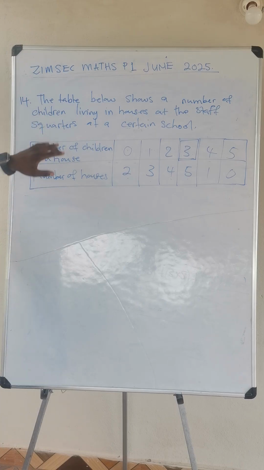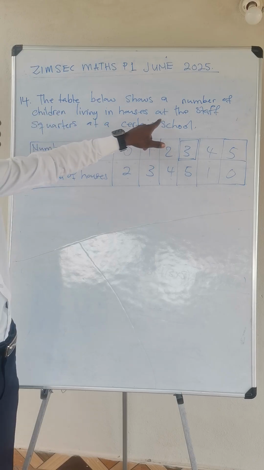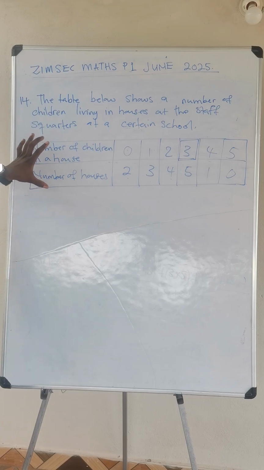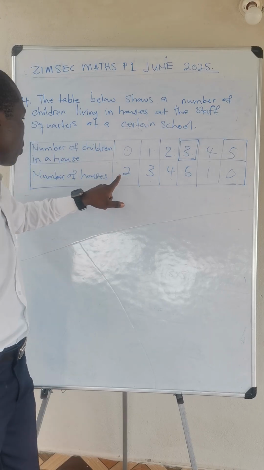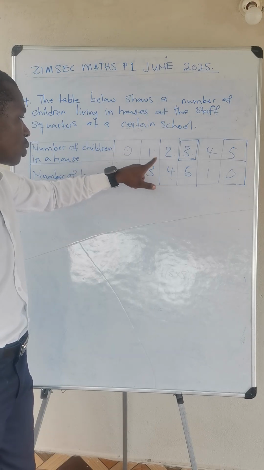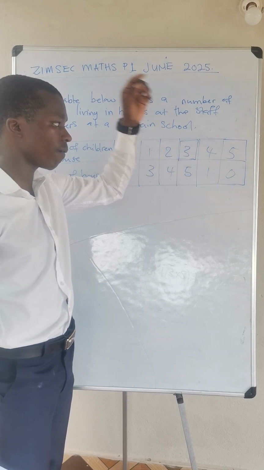The question says, the table below shows a number of children living in houses at the staff quarter at the city school. So this is the data we are given right now. Number of children in a house versus number of houses. So here it means we have 2 zeros, 3 ones, 4 twos, 5 threes, 1 four, 0 fives.